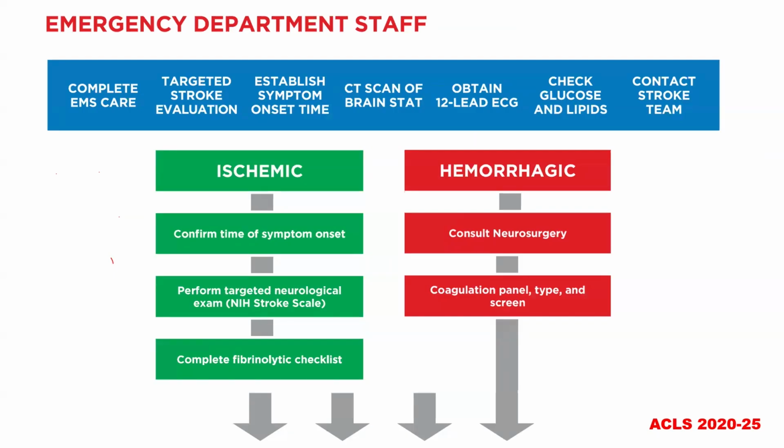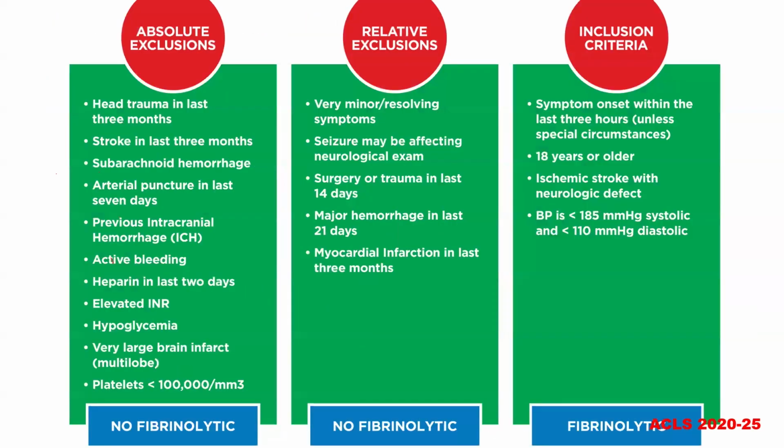Then at that time, it's grouped into two. If the patient has a hemorrhage in the CT scan, which is only 13%, consult neurosurgery, coagulation panel, type and screen, and goes in a different pathway. The vast majority are ischemic, as we said, 87% of them are. Confirm the symptom onset, perform targeted neurological exam, the stroke scale, and complete fibrinolytic checklist.